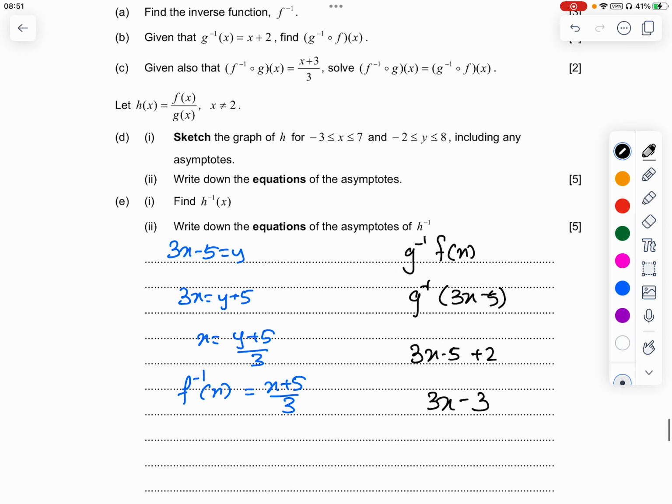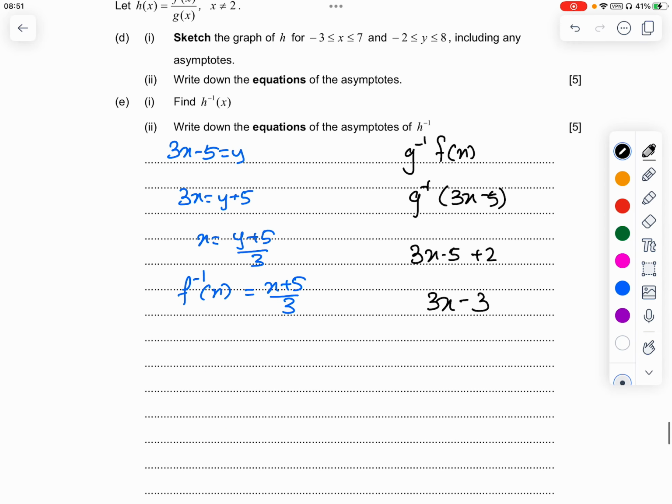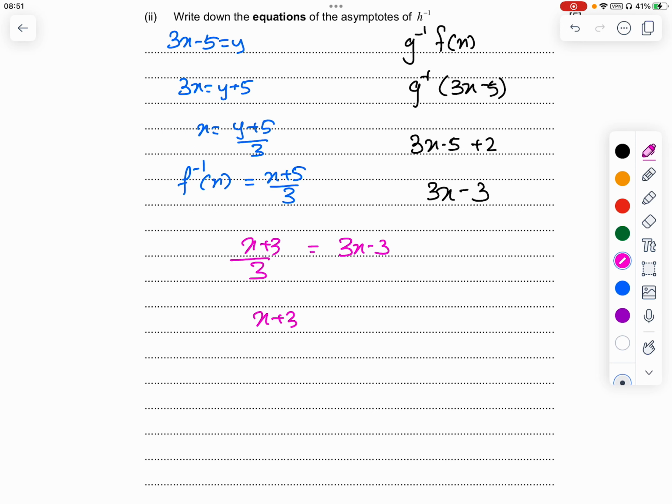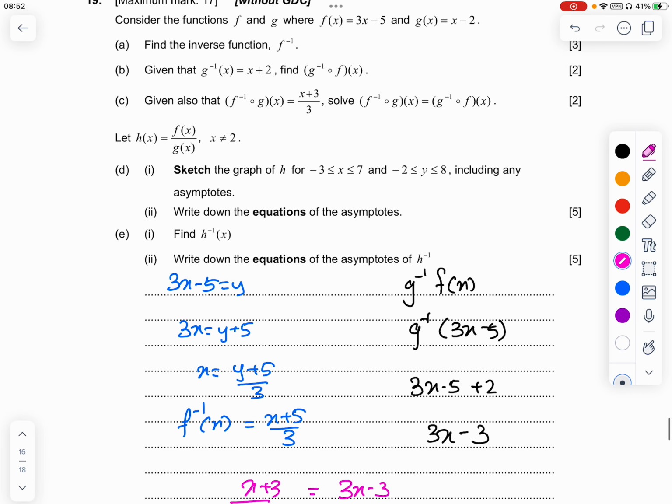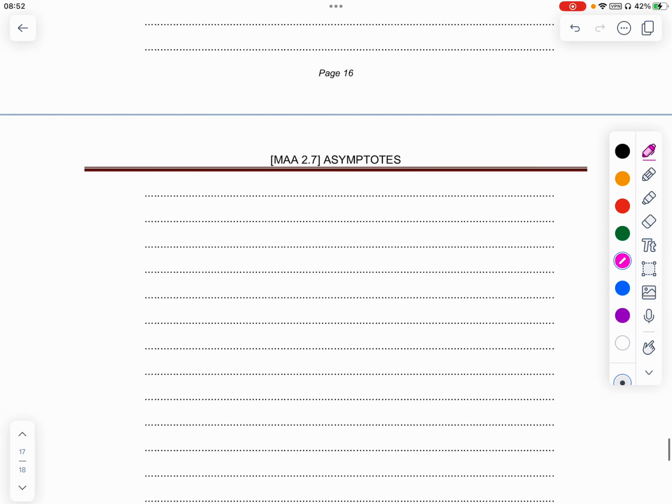Solve f inverse circle g of x equal to g inverse circle f of x. So (x plus 3) upon 3 equals 3x minus 3. So x plus 3 equals 9x minus 9. So it gives me x value as 12 upon 8, which is 3 upon 2. Then h of x equals f of x upon g of x. Sketch the graph of h for x between -3 and 7 and y between -2 and 8. So what is h of x? h of x is (3x minus 5) upon (x minus 2).